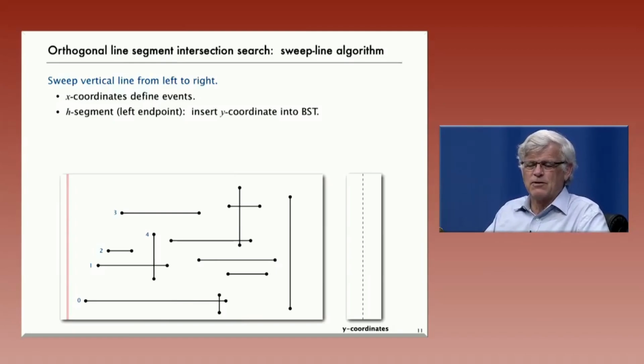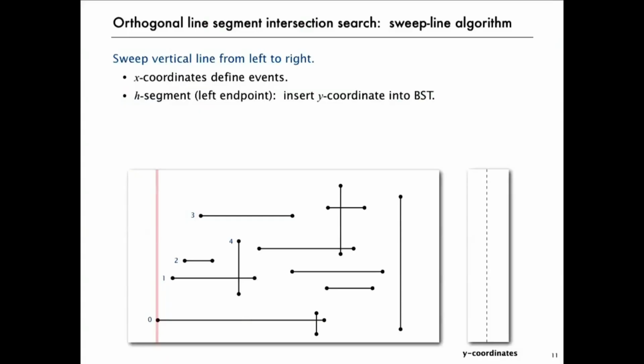First thing is, if we hit a horizontal line segment, we're going to hit the left endpoint first. And so what we'll do when we hit the left endpoint is insert the y-coordinate of that line into a binary search tree. So we're going to keep track of y-coordinates in a binary search tree.